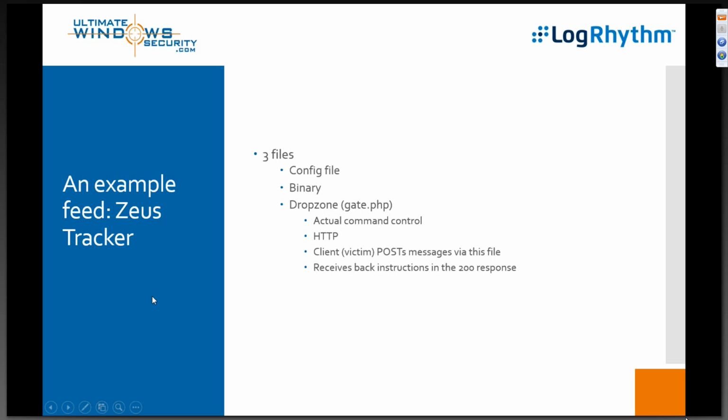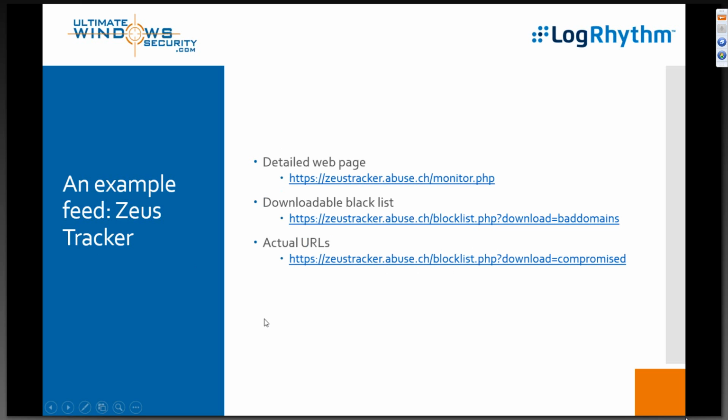So that's how Zeus Tracker works. And so what we want to do is, here's the bottom line, folks, if we see any network connections on our network targeting a config file, a Zeus config file, a Zeus binary, or the Zeus drop zone, that's what we want to know about. And that's what the Zeus Tracker feed is intended to do.